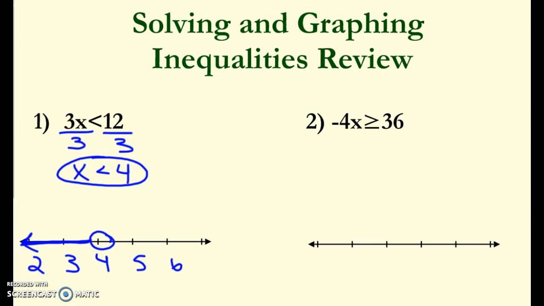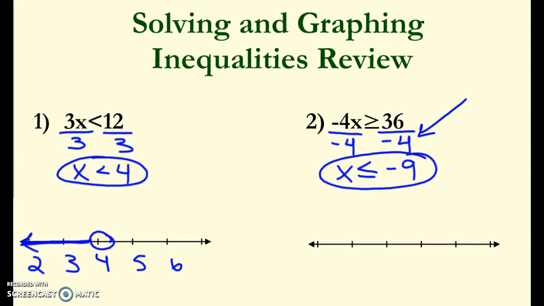Okay, number 2, same idea. I want to get my x all by itself. So I'm first going to divide by -4. And what happens when we divide by a negative number? We flip our inequality sign. So we end up with -9. So x is less than or equal to -9. If I graph -9 on my number line, it would be a closed circle, and this will also be going to the left.